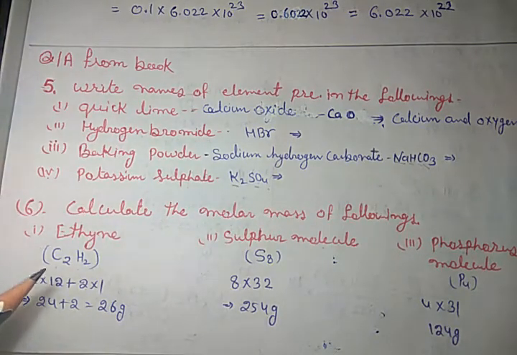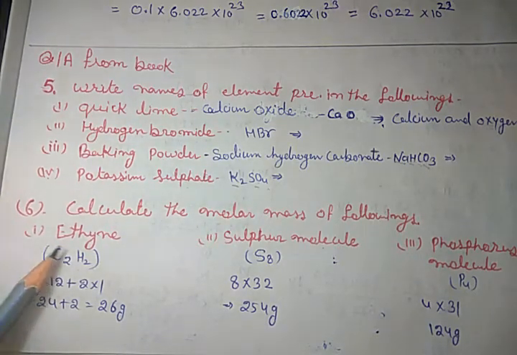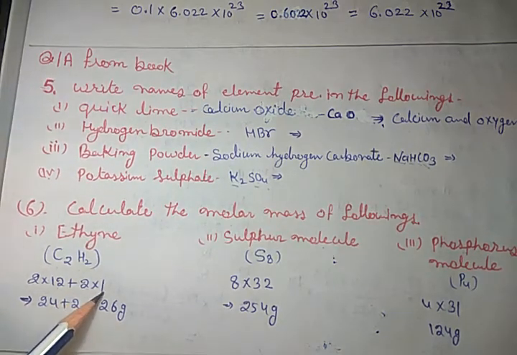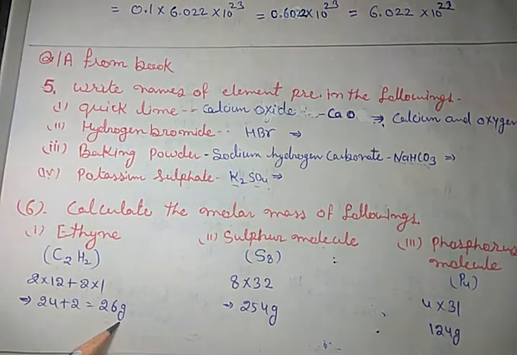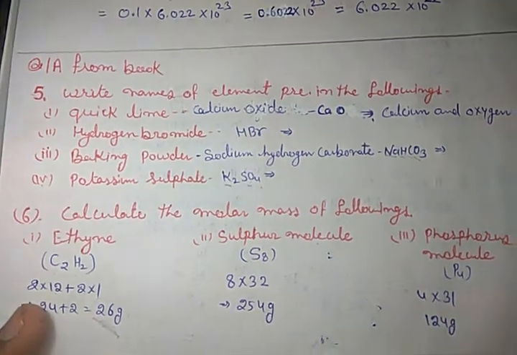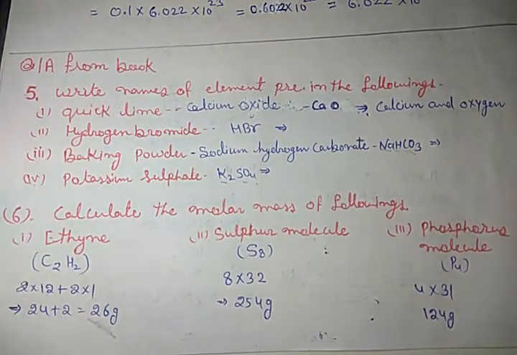Here there are two carbon atoms and the atomic mass of one carbon atom is 12. So the total of carbon is 2 into 12. Similarly, there are hydrogens and the mass of one hydrogen is 1. So that is 2 into 1. Now add them. So the answer becomes 26 gram. Got it? The next question to calculate the molar mass, that is the sulfur molecule.